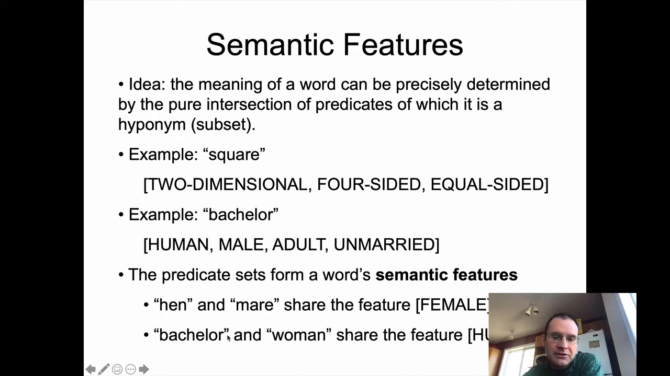A bachelor and a woman, generally speaking, don't have much in common, but they do have the feature human in common, right? And a woman is also a female human, so on and so forth. So that kind of goes across species there as well.